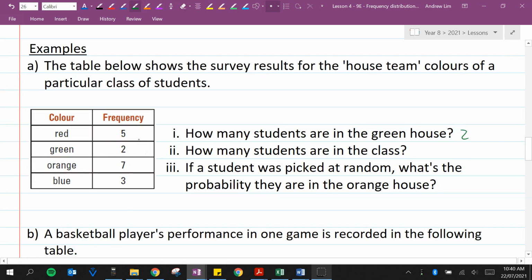How many students are in the class? Well, we need a total. We need to work that out. So if we were to add all of these numbers together, we get 10, 15, 17. There are 17 people in the class. If a student was picked at random, what's the probability that they are in the orange house? Well, there's 7 people in the orange house out of 17. So the probability is just 7 out of 17.